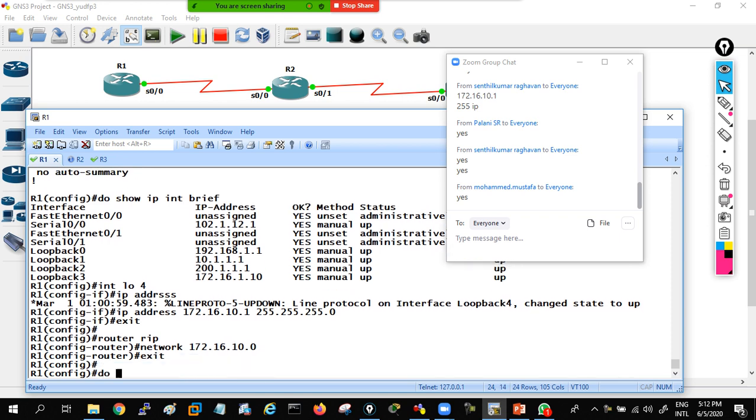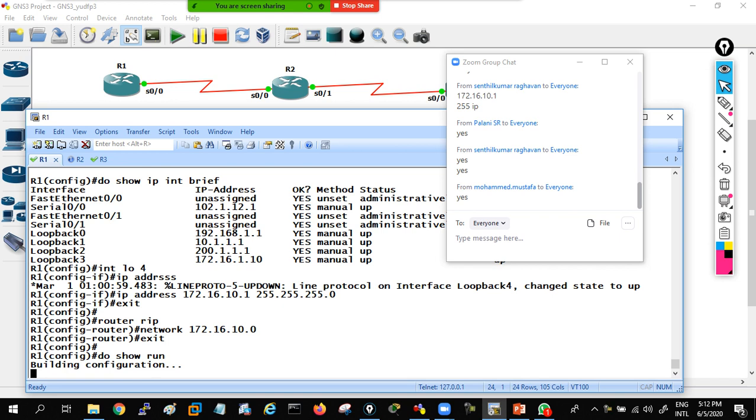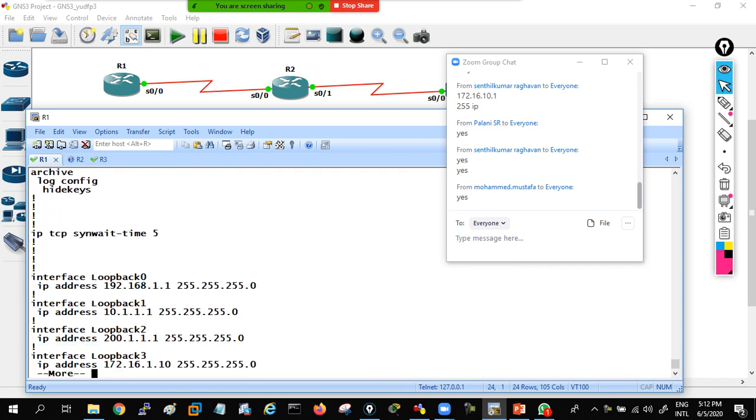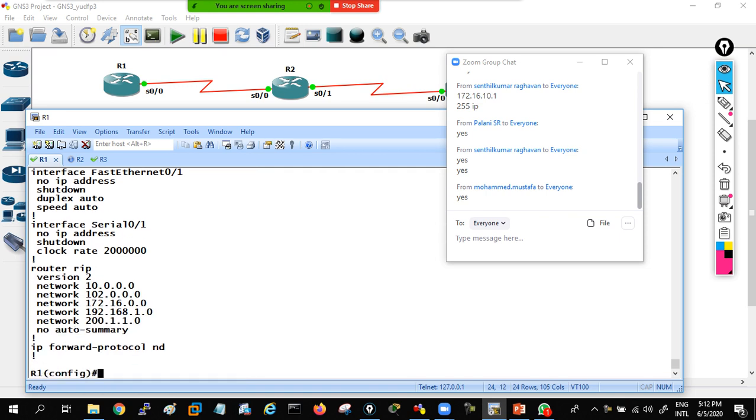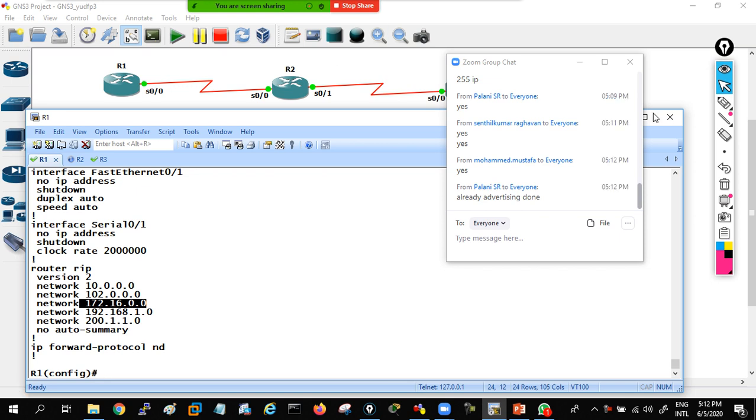Now just go and see that. Do show run. Hit enter. Now see, everybody. This is by default the nature of RIP. It summarizes all networks. Did you see here? It considered it as the 172.16 network. But here, with the same subnet, we configured two networks, right?